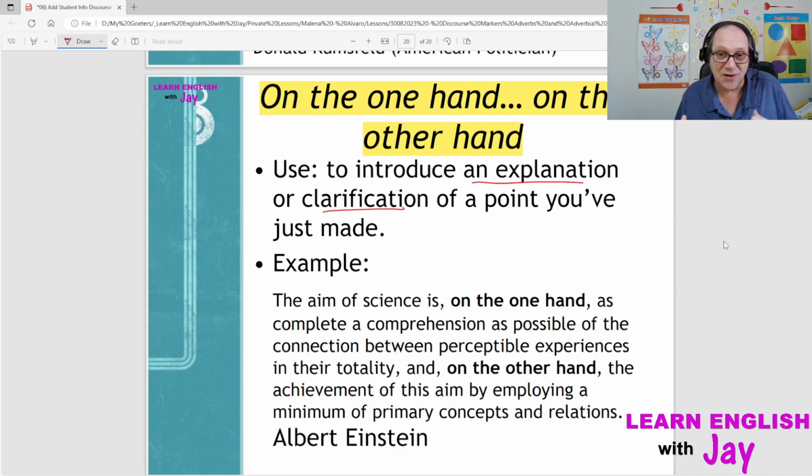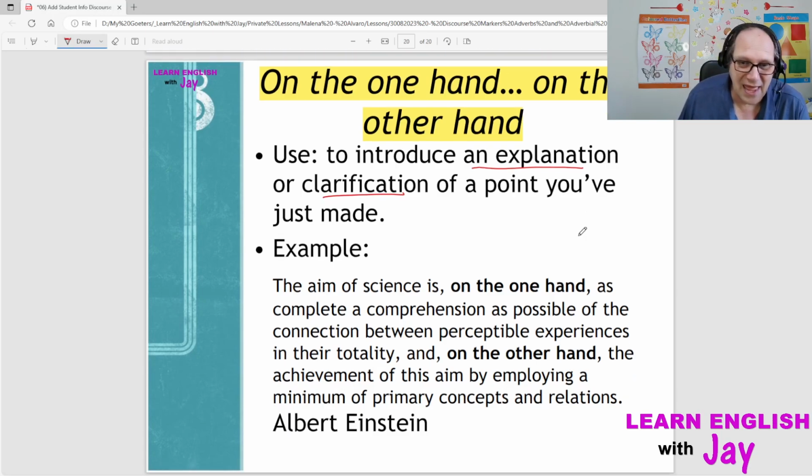Please note that we can't use this if you're only going to bring up one point. And if you're going to bring up three points, we can't use this one because you've only got two hands. So be careful about that one. You've only got two hands, so make sure you keep them on two hands. All right, on the other hand.